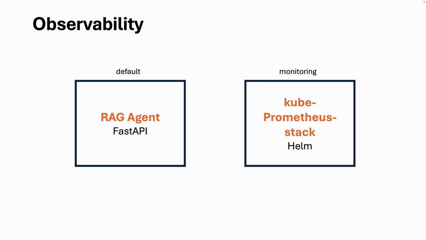The key glue between namespaces is a ServiceMonitor, a Kubernetes custom resource that tells Prometheus which service to scrape and how. The data flow is from FastAPI through metrics to ServiceMonitor, then to Prometheus, and then finally to Grafana.